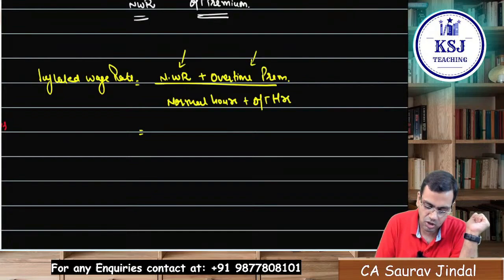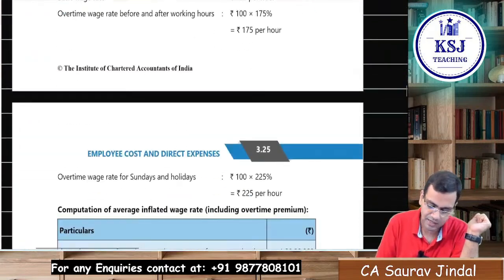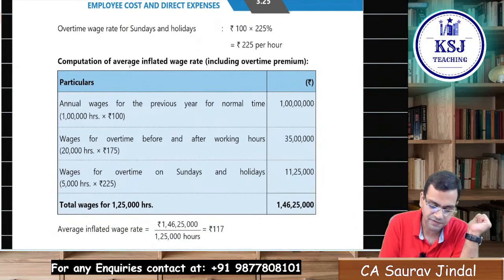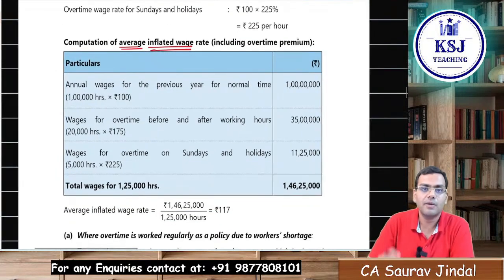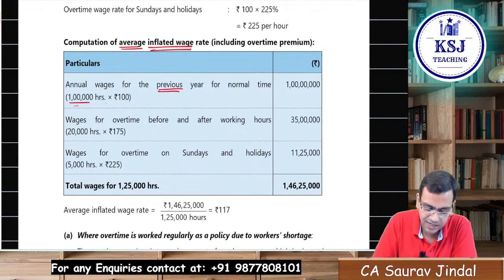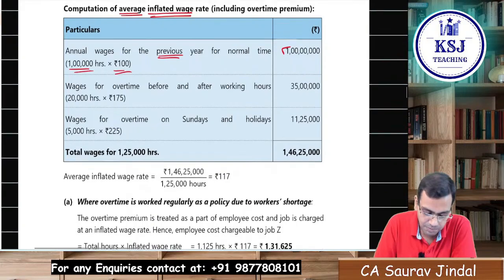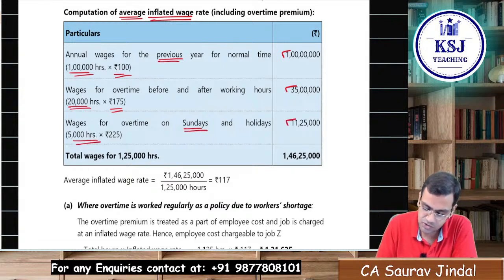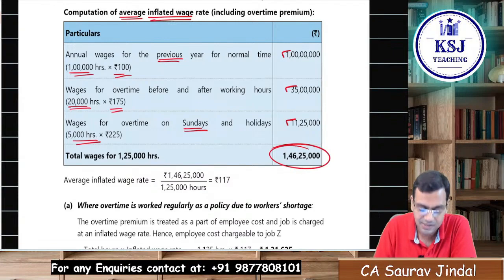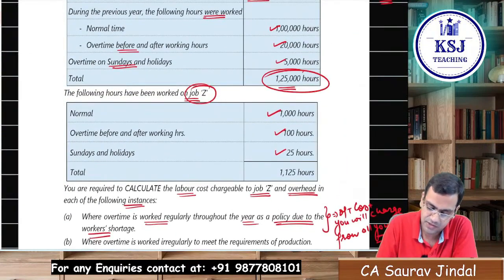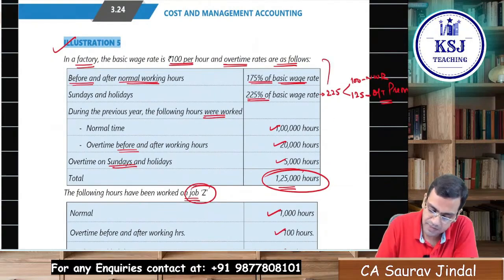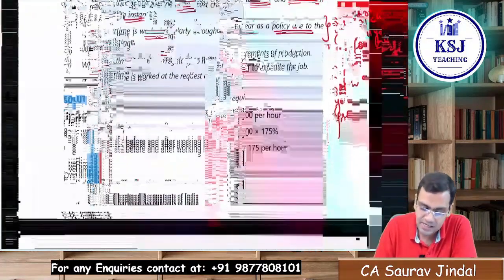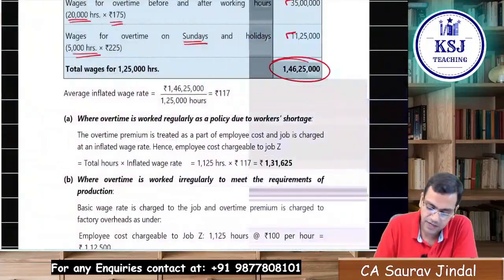So here the normal wage rate plus overtime wage rate is what is calculated. See, computation of the average inflated wage rate. Normal wage rate is what? Annual wages for the previous year: 1 lakh hours into 100. Plus these 20,000 hours for which you are paying the extra wage rate, 175. Wages for overtime on Sundays and holidays, 5,000 into 225. So total wages 1 crore 46 lakh for 1 lakh 25 thousand hours. From this data, we have calculated a single inflated wage rate of 117.